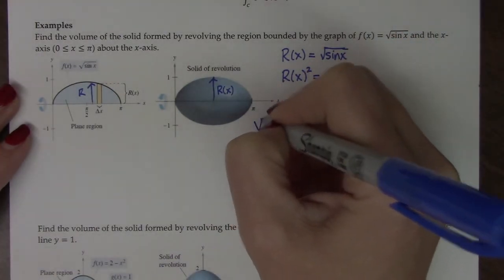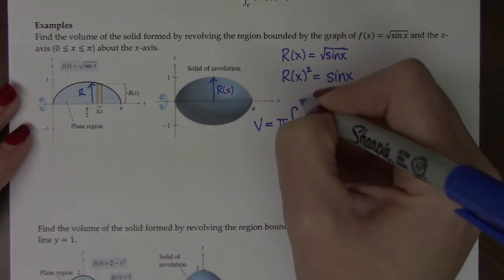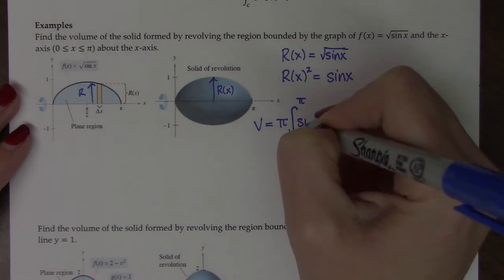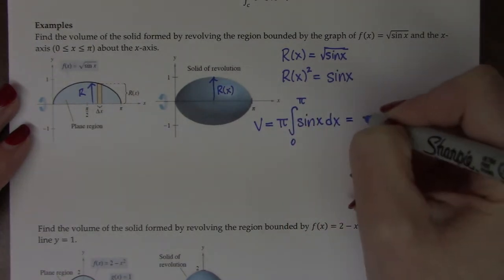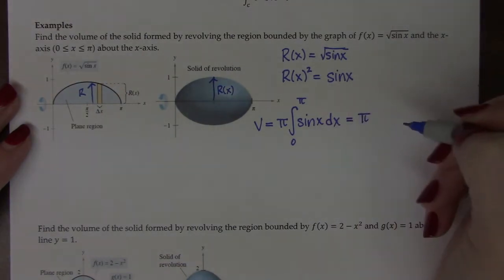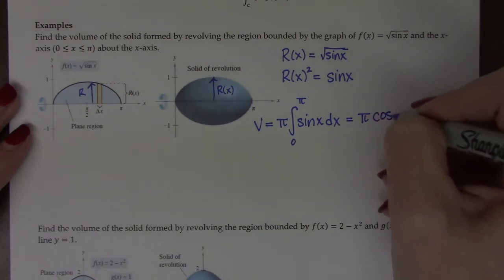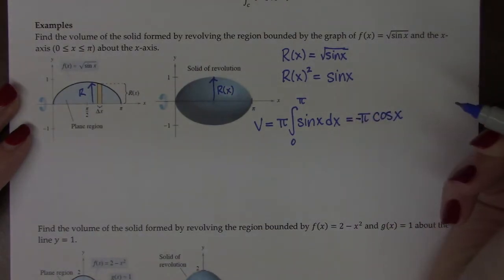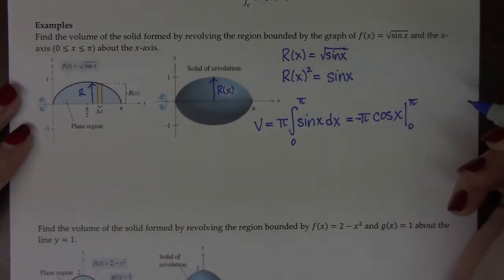So the volume of this region will be pi times the integral from 0 to pi of sine of x dx. The pi out front stays because it's just a constant, and the antiderivative of sine of x is negative cosine x. So I'm just going to move the negative sign out front, and now we need to evaluate this from 0 to pi.